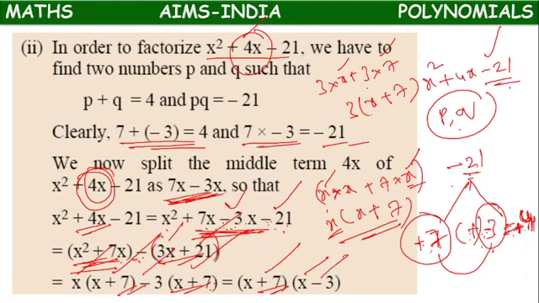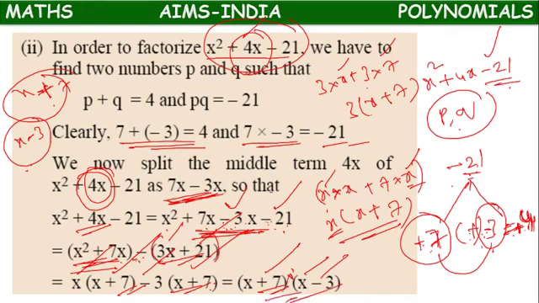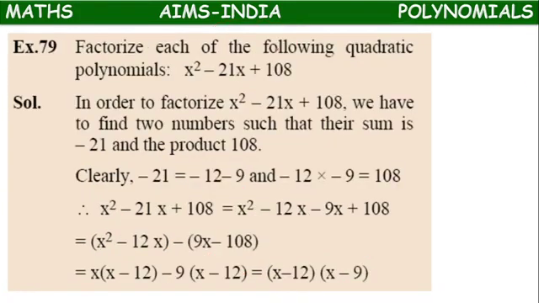So what are the factors? One minute, children. So what are the factors? x plus 7 is one factor. x minus 3 is another factor. It means the given quadratic polynomial has two factors. If you multiply these two factors, then again the given polynomial will come. Next, children.